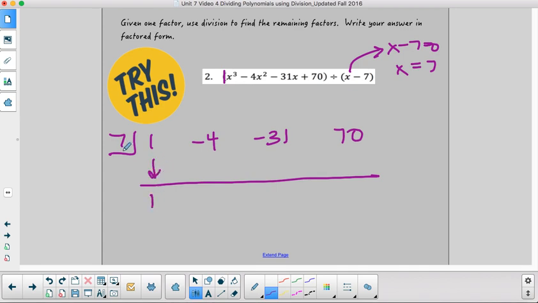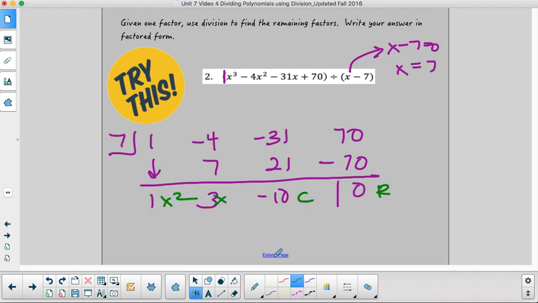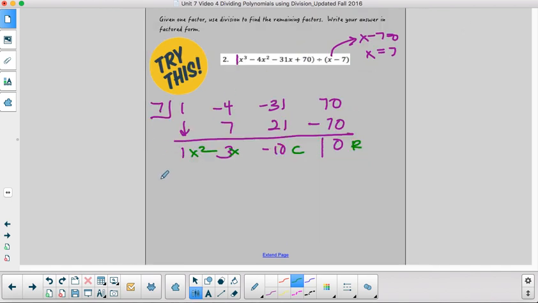Bring the 1 down. 7 times 1 is 7. We add, negative 4 plus 7 is 3. Multiply, 21. This is negative 10. Multiply, negative 70. 0. So, remainder, constant, x squared. My one factor is x minus 7. Then I would have x squared plus 3x minus 10.